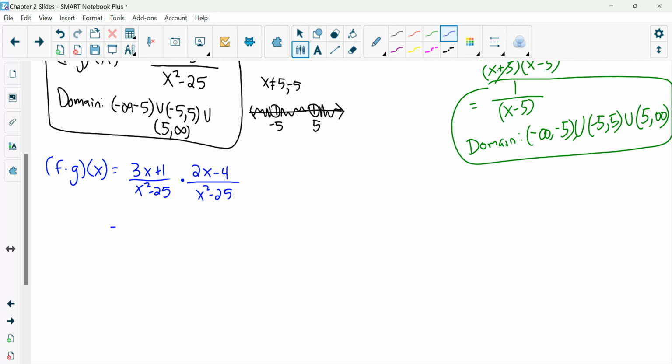Okay, so we can go ahead and make that one fraction. So I would have 3x plus 1, because remember when we multiply fractions, you multiply straight across, 2x minus 4. And then I'm multiplying x squared minus 25 times x squared minus 25. So that would be x squared minus 25 quantity squared.